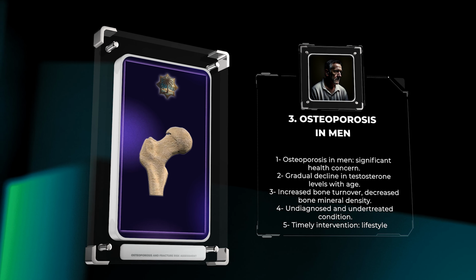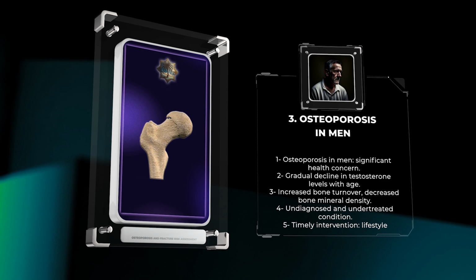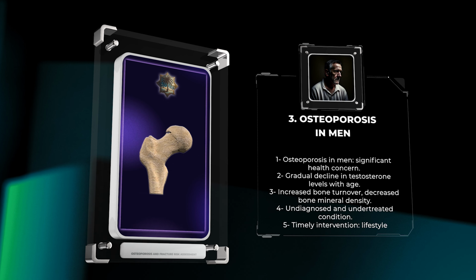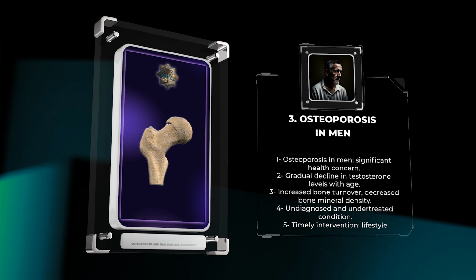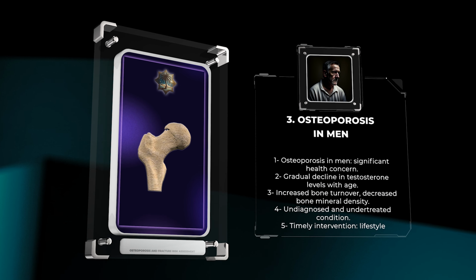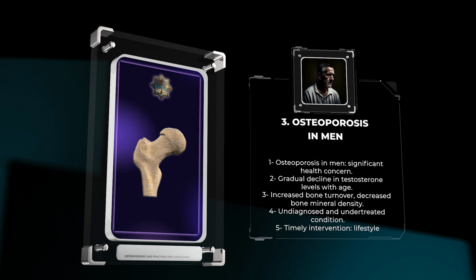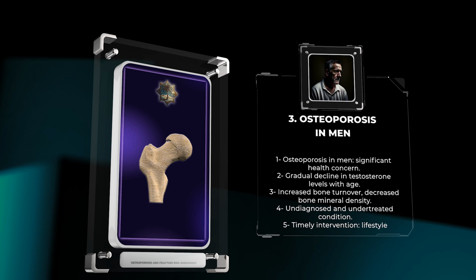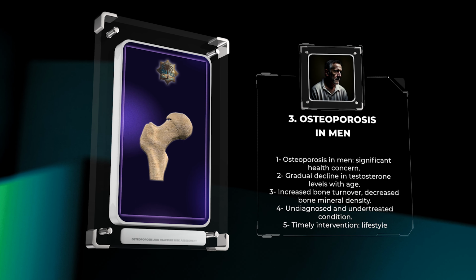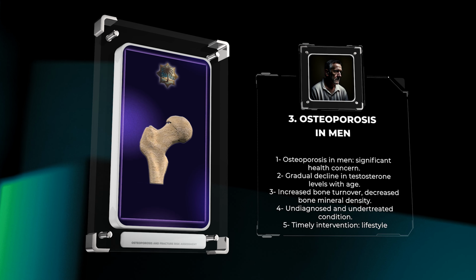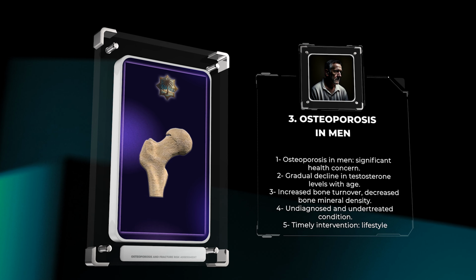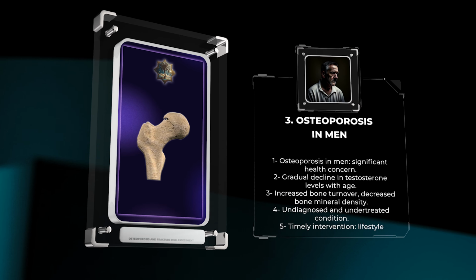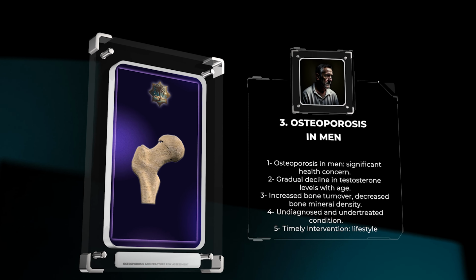Diagnosis and management of osteoporosis in men require vigilance and consideration of underlying etiologies such as androgen deprivation therapy, hypogonadism, and chronic medical conditions like hyperparathyroidism or glucocorticoid use. Timely intervention involving lifestyle modifications, pharmacotherapy, and fracture prevention strategies can effectively mitigate the impact of osteoporosis in men. Let us now explore the next aspect of osteoporosis.